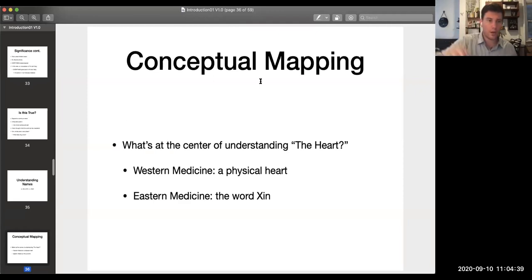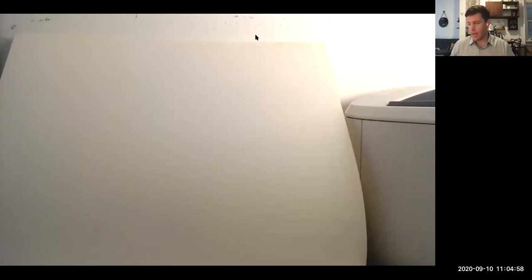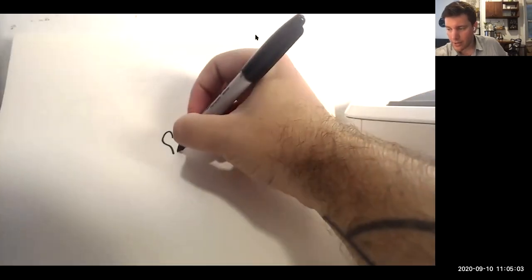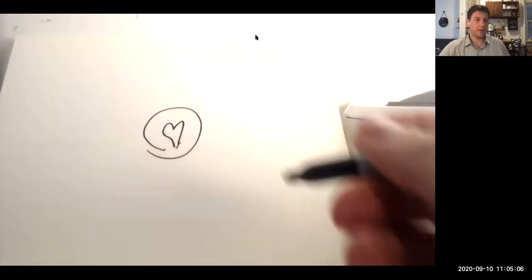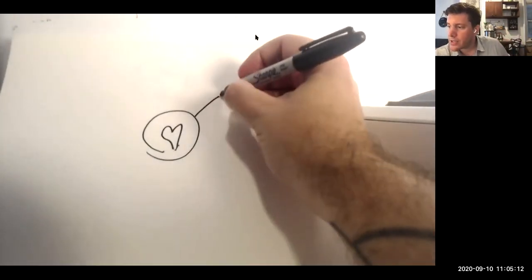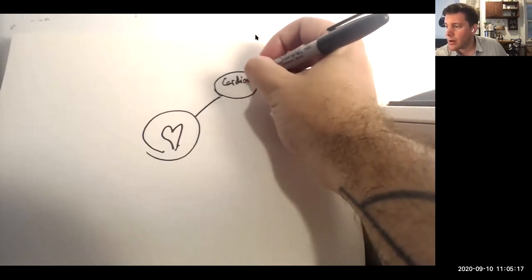So if we were to map out what the heart is, within Western medicine, let's start there. In the center of this map, if I were to ask a Western physician, tell me what the heart is, map it out for me, we would put in the center a physical heart. I am not an artist. This would be the centerpiece. We'd have a physical heart extracted from a person as the center thing. And then off of this, we would have cardiac muscle as a part of it.